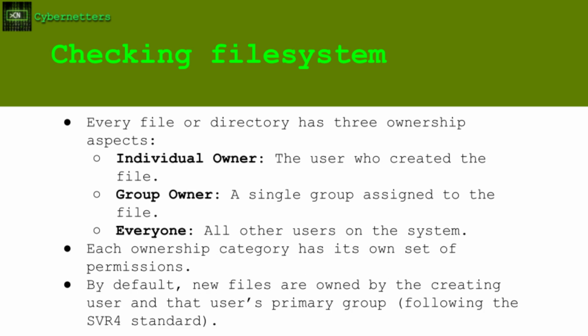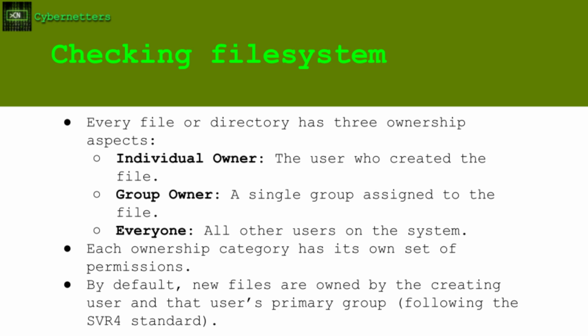So let's talk about file ownership in Unix. Every file and directory has three ownership levels. Think of it like access roles in a building. First, you have the individual owner, which is the person who created the file. They have the most control over it. This is like the owner of the apartment. They can decide who can enter and who can't.